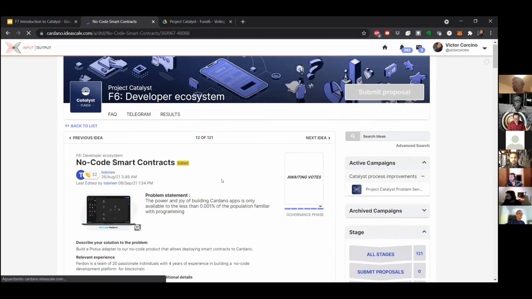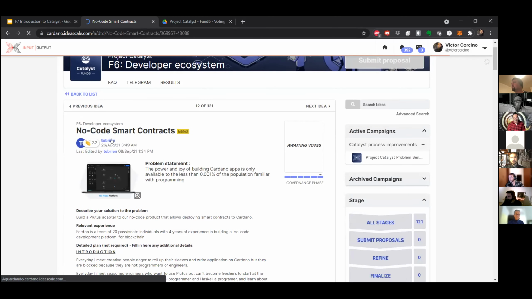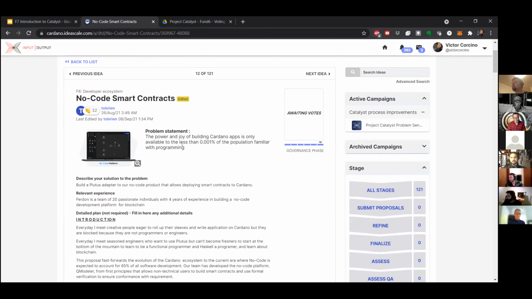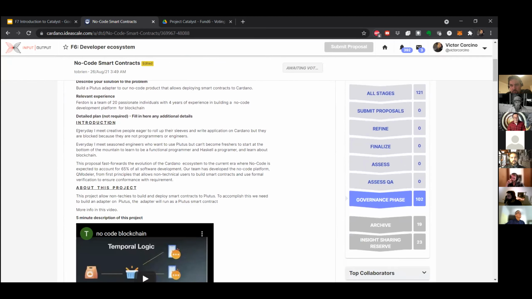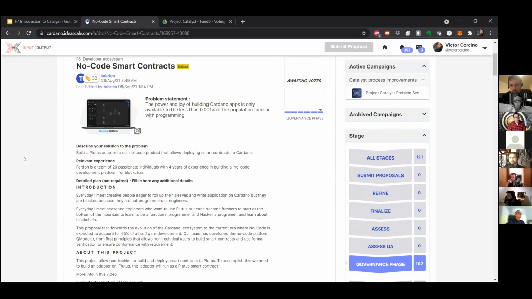If you open a proposal, you can see the proposer, you can see the problem statement, the solution to the problem that is proposed by the proposer, the relevant experience of the proposer, which is basically why you should believe that he's capable of delivering this proposal, he's capable of building this, and a detailed plan talking about the proposal itself.